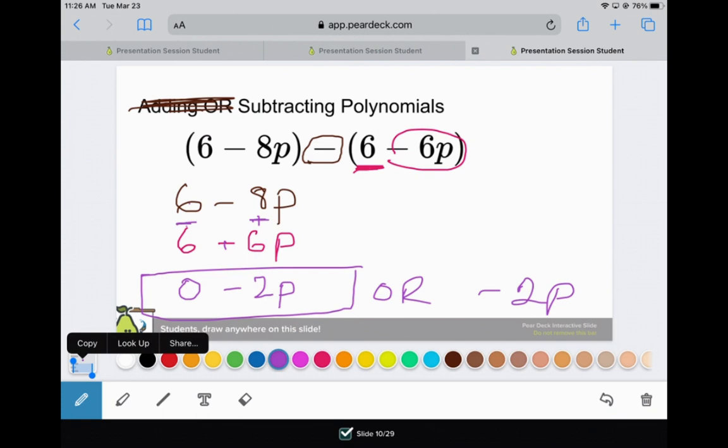One more. Okay. All right. So let's see. I will do one more example.